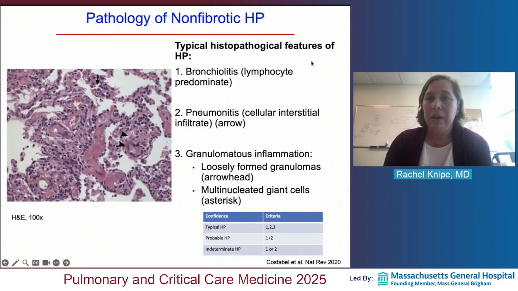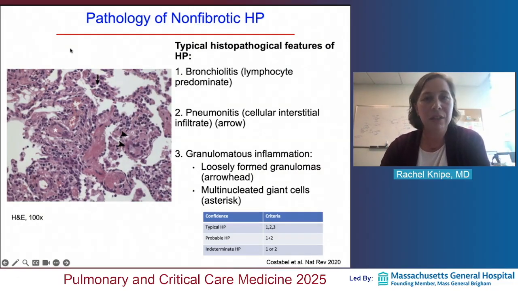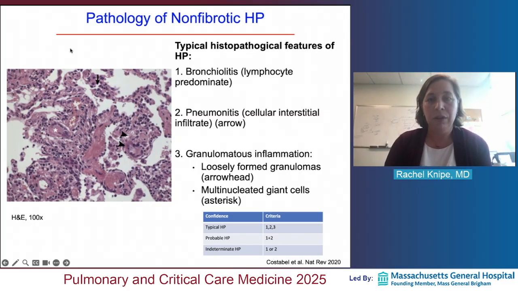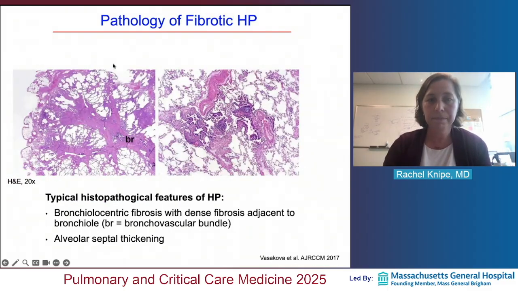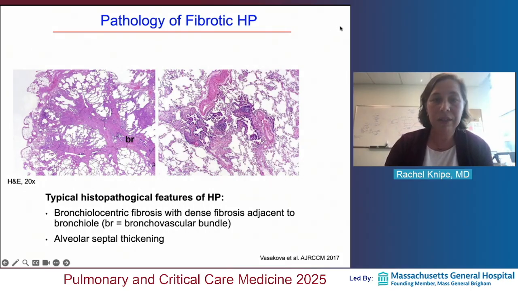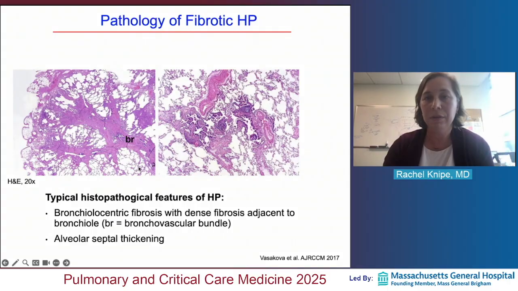So if a biopsy is done, what are the classic findings? The typical histopathologic features of HP include a bronchiolitis with lymphocyte-predominant inflammation and loosely formed granulomas and multinucleated giant cells. In more fibrotic HP, as you might imagine, typical histopathologic features include more of a bronchiolocentric fibrosis, sort of dense fibrotic regions, often adjacent to the airways, and less overall inflammation.